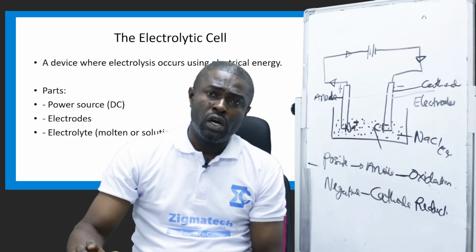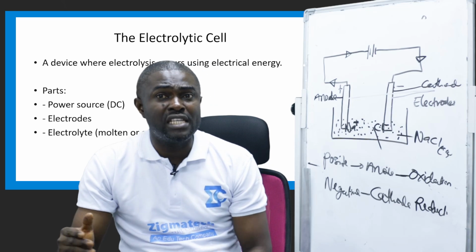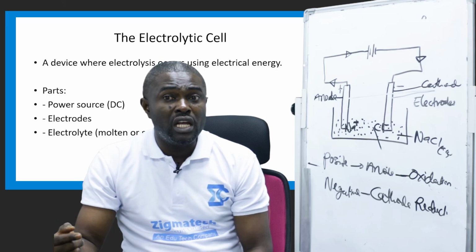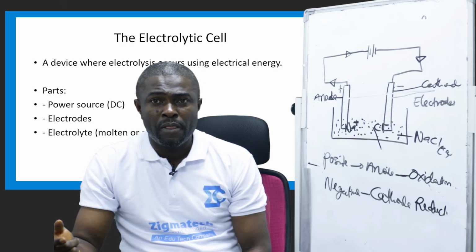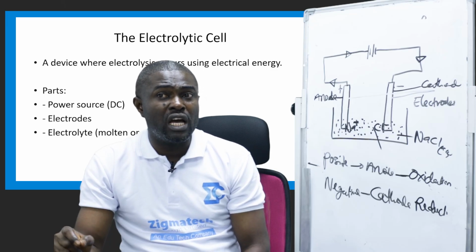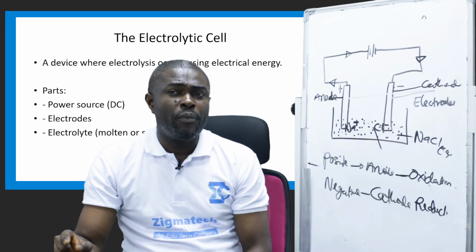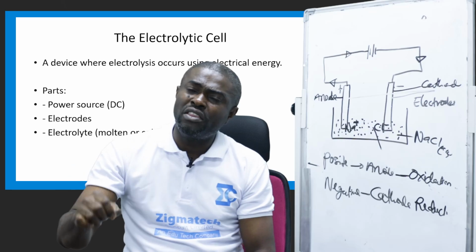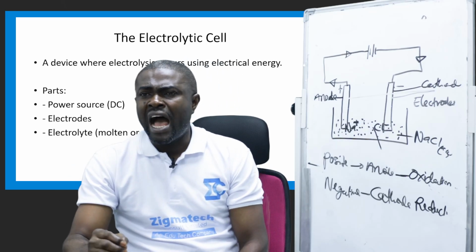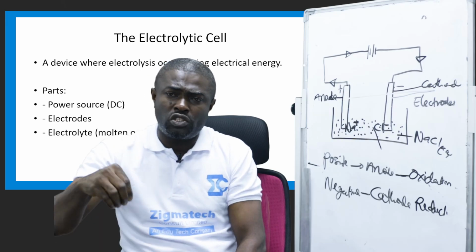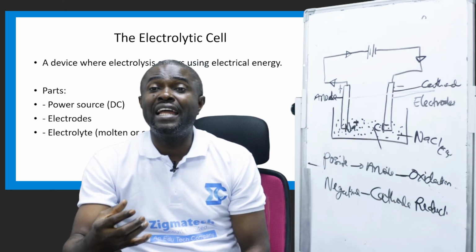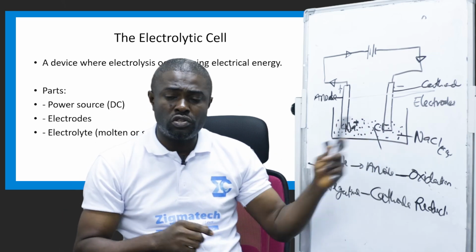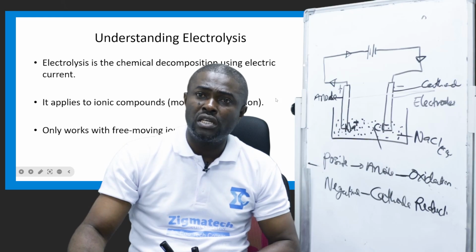Can you see it? On our slide, we have the electrolytic cell. It is a device where electrolysis occurs using electrical energy. Then what happens? The electrical energy is being converted to chemical energy, because at the end of the process, chemicals are produced either in the form of compounds inside the electrolytic cell or in the form of neutral elements at the various electrodes.